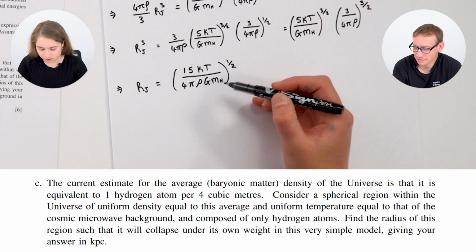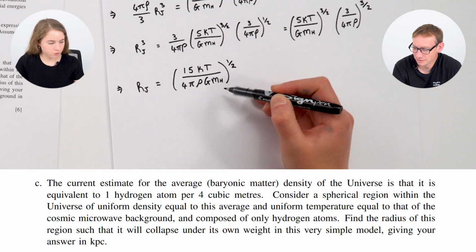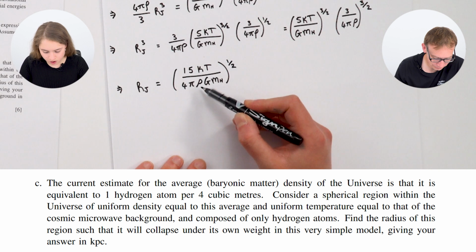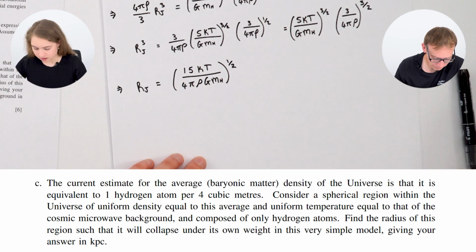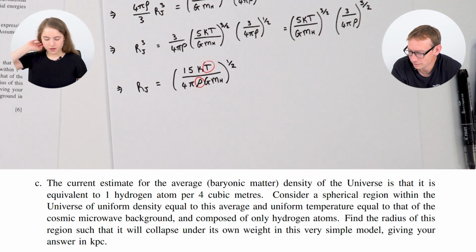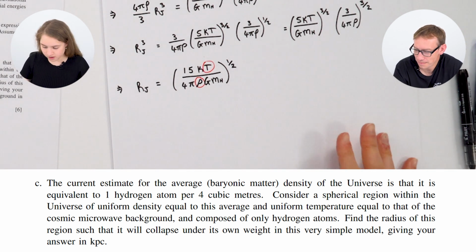15K, that K is a constant, big G is a constant, MH is also on the constants sheet. So the things we don't know right now are rho and T. These are the things that we need to focus on finding right now. Okay, so let's find T first.